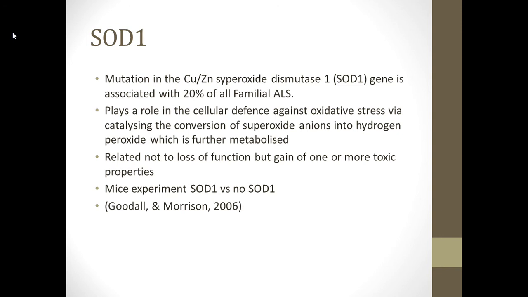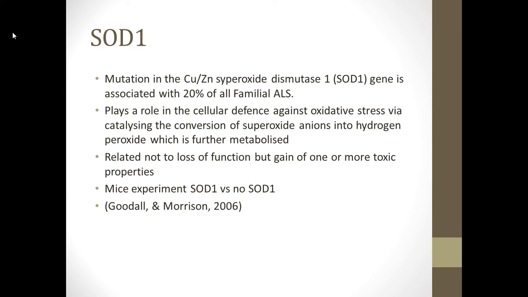SOD1. Mutations in the copper-zinc superoxide dismutase 1 gene are associated with 20% of familial ALS. It plays a role in the cellular defense against oxidative stress by catalyzing the conversion of superoxide anions into hydrogen peroxide, which is further metabolized. It's related not to the loss of function, but to the gain of one or more toxic properties.